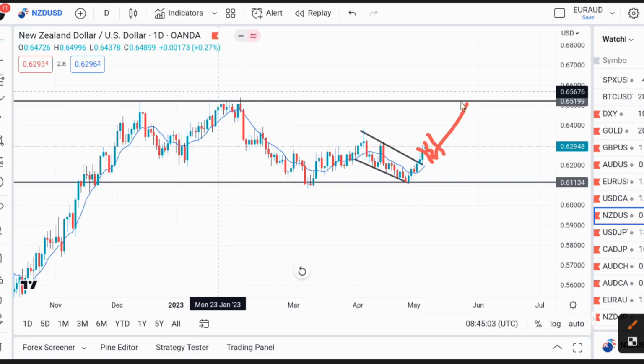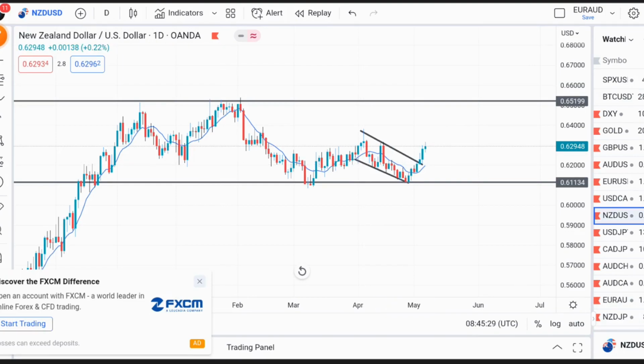So NZD USD to the upside, we can maybe see a retracement here and then a break to 0.65199. So that's what I'm looking at on NZD USD, as the risk sentiment still weighs on the US dollar, and NZD was one of the best performing currencies last week, and I think it's still going to continue to perform in the next couple of weeks. And I think most of the commodity currencies are going to perform very well this week, from the AUD to NZD to Canadian dollar.